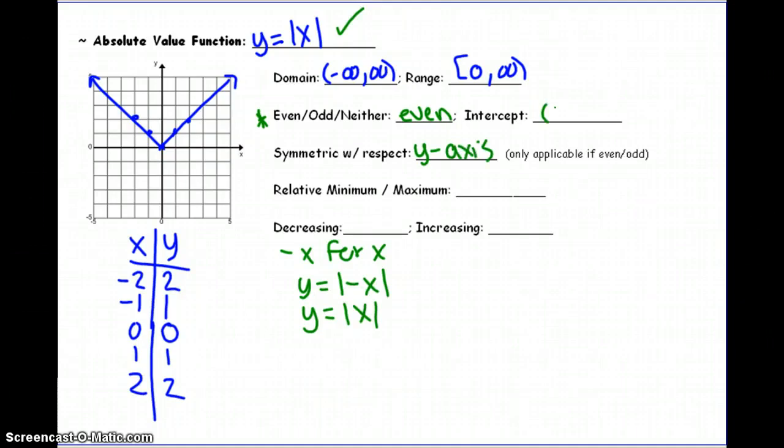Its only intercept is at 0, 0. And this one does have a relative min, so a low point at 0, 0. And our graph is decreasing from -∞ to 0 when I go from left to right, and it is increasing from 0 to infinity over the domain.